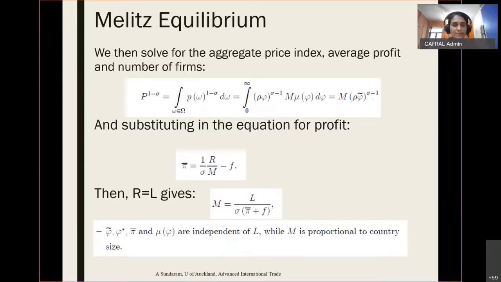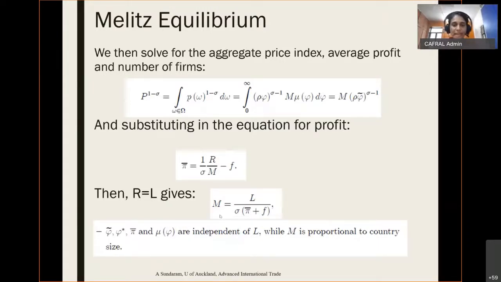We then substitute for big capital P into the equation for profits. So that's pi bar equals 1 over sigma r over M minus f. And then we set r equal to L because we have normalized the wage here to 1. So wage is normalized to 1, which means r, or total GDP, is simply L, because L is the labor force.